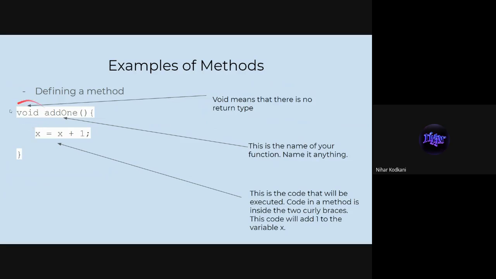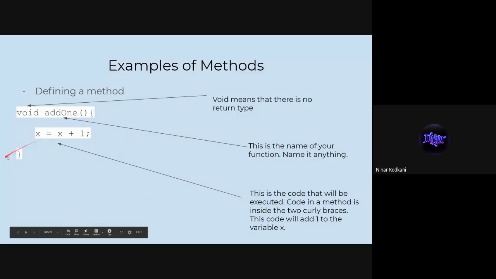But this is a void function, so there's going to be no return type. It's literally just going to add 1 to x. That's all it does. We'll show you how to actually execute these methods in the next slides, but this is how you define the method. You're basically saying what you want this method to do, what the name of it is, what the return type is, just basic characteristics about it.